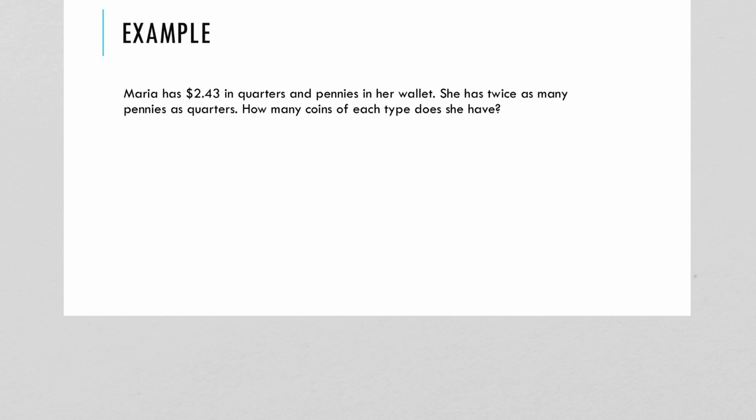Alright, so for this problem we've got Maria has $2.43 in quarters and pennies in her wallet. She has twice as many pennies as quarters. How many coins of each type does she have? Okay, so let's define our variables. We have quarters and pennies, so we're going to let Q equal the number of quarters. And we're going to let P equal the number of pennies.